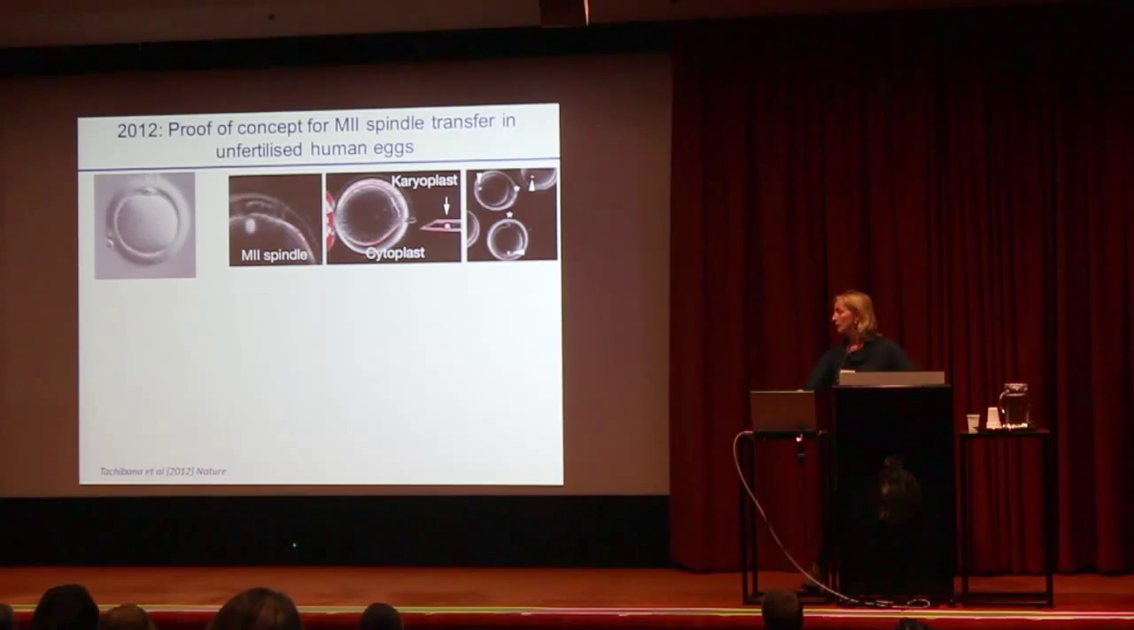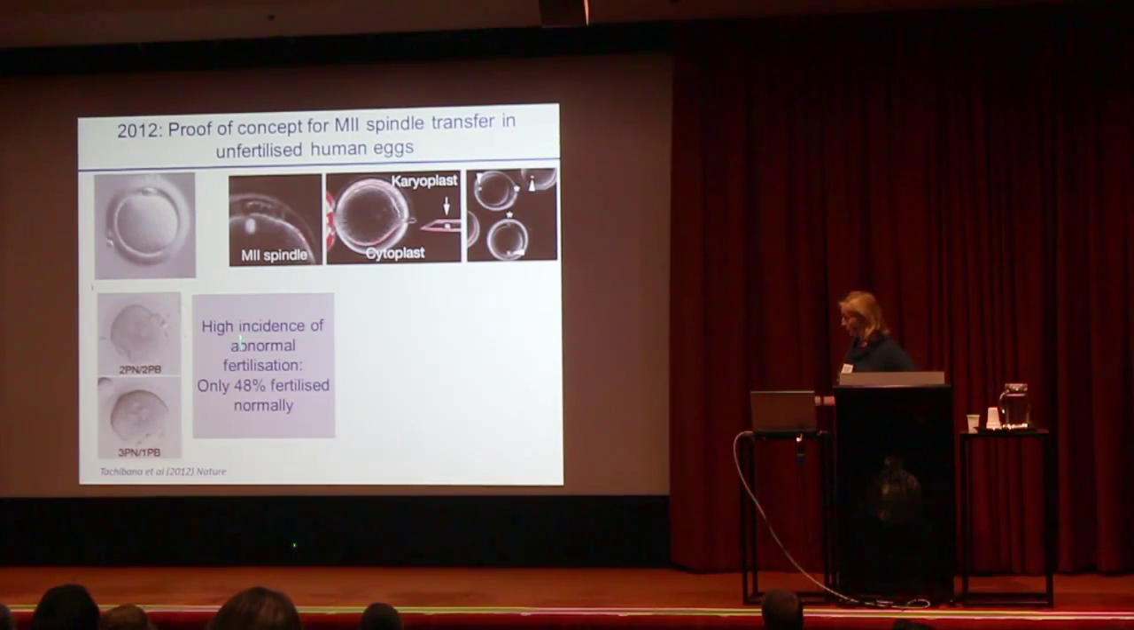So in 2012, the same group published proof of concept work in the human oocyte. Here you see the spindle again by this polarized light. And they removed that spindle here and then fused it back in. So what they found in the human, and they didn't find this in the monkey, was a high incidence of abnormal fertilization. Only 48% of them fertilized normally. And it was mainly that they had these 3 pronuclei. So instead of having 2 pronuclei, as we saw earlier, they now have 3.